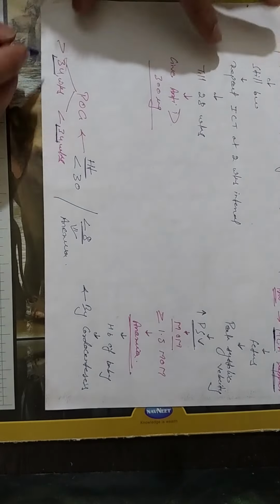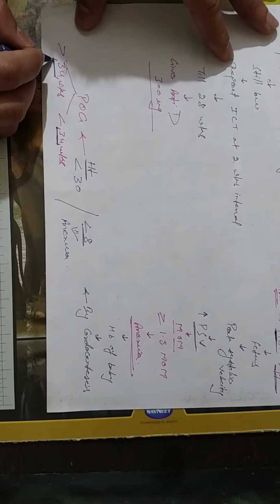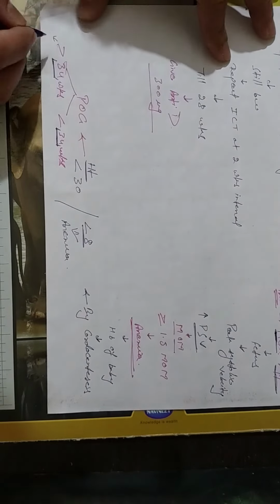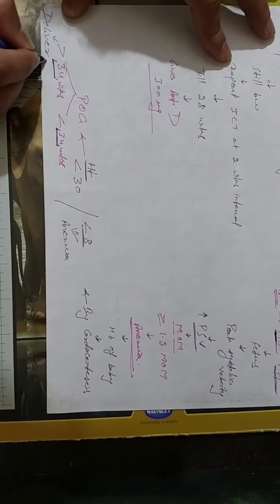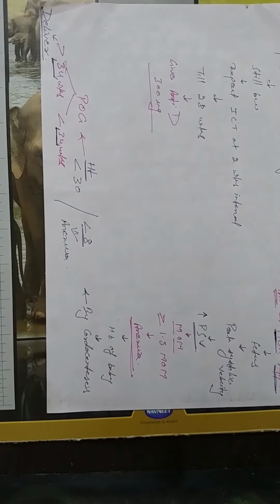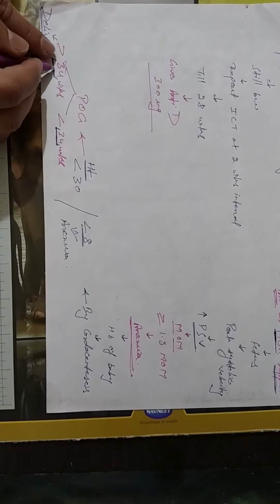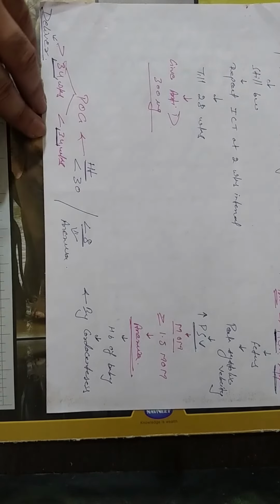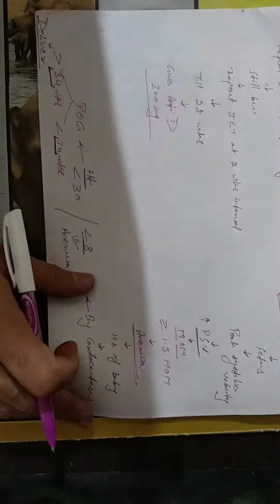Now if the period of gestation was more than 34 weeks, that means the baby is mature enough to survive outside the uterus. We will deliver the baby if the period of gestation was more than 34 weeks. Now if the period of gestation was less than 34 weeks, the baby is not mature enough to survive outside the uterus.